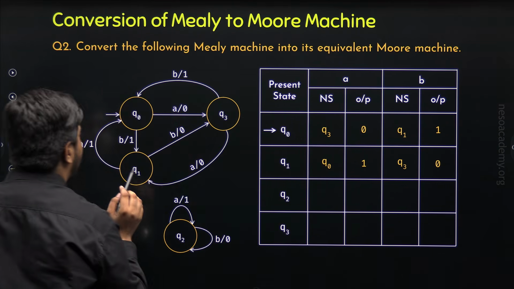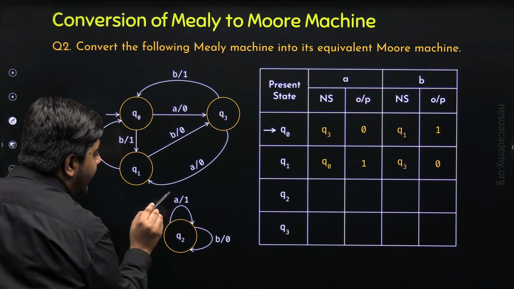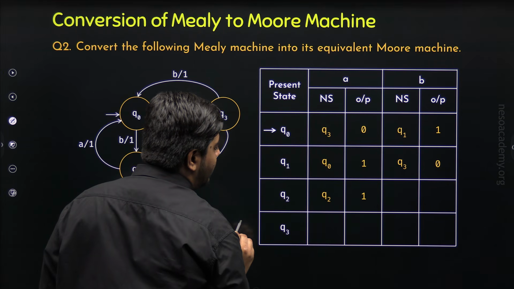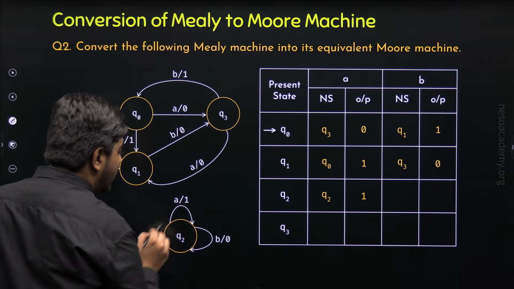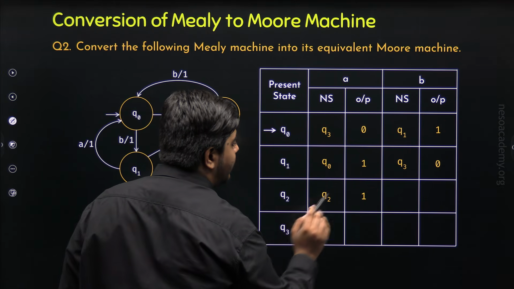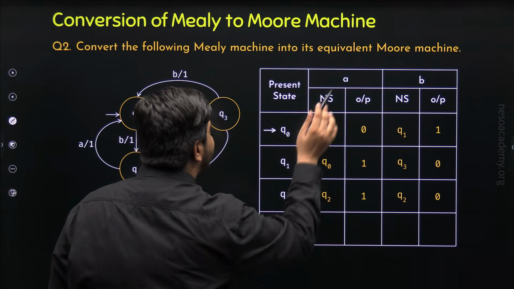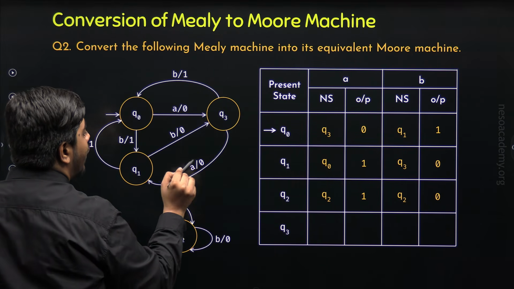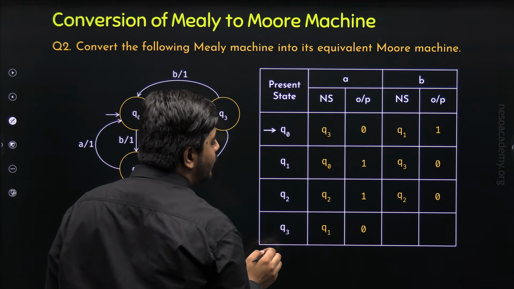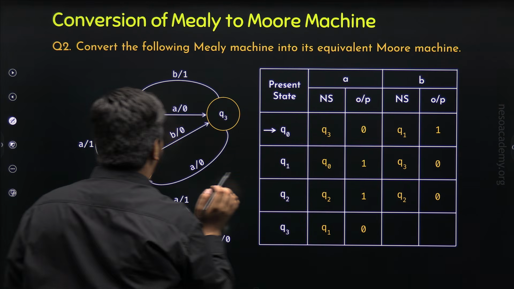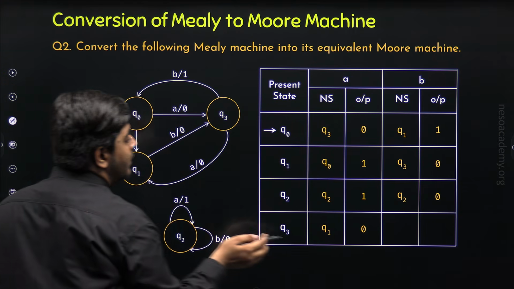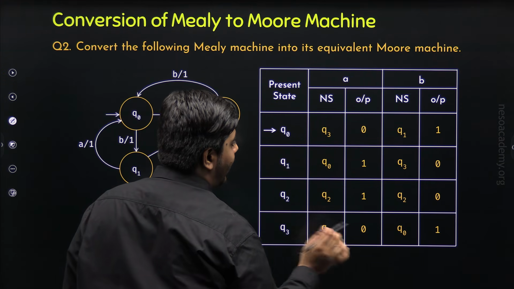Q2 on A is giving Q2 and 1. So we are getting Q2 and 1. Now Q2 on B, we are getting Q2 and output 0. So here we will write Q2 and 0. Now Q3 on A gives us Q1 and 0. So here we will write Q1 and 0. Q3 on B is giving us Q0 and 1. So here we will write Q0 and 1.